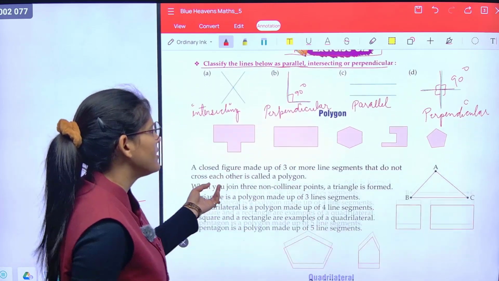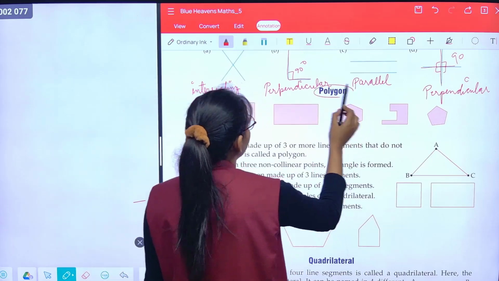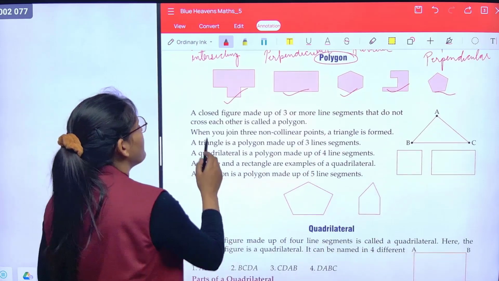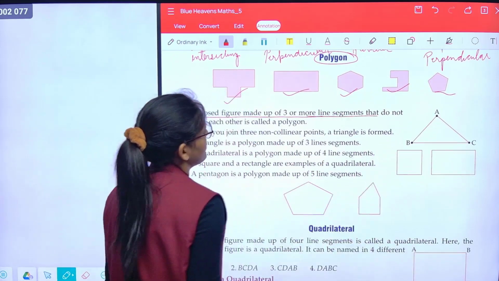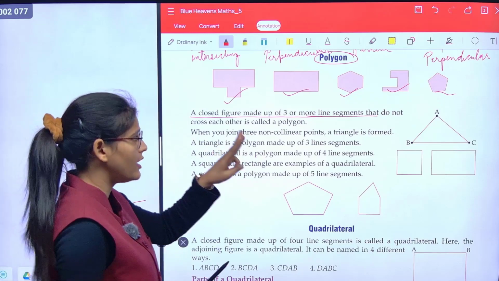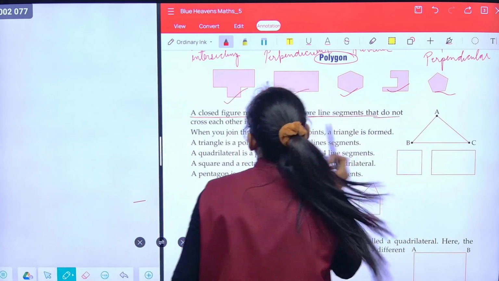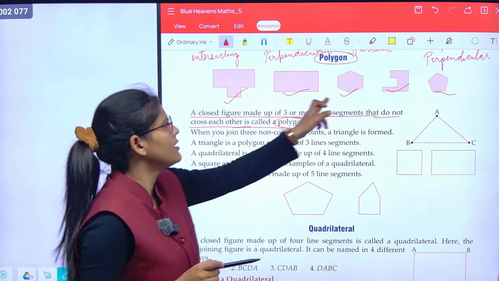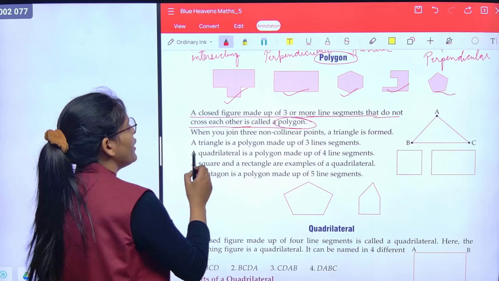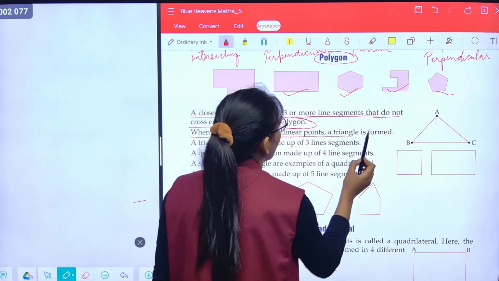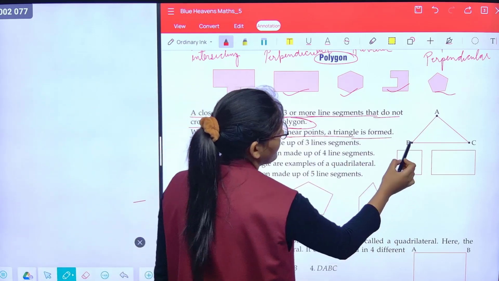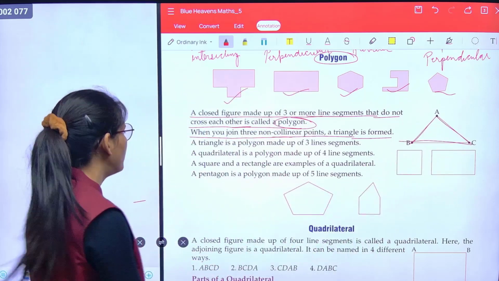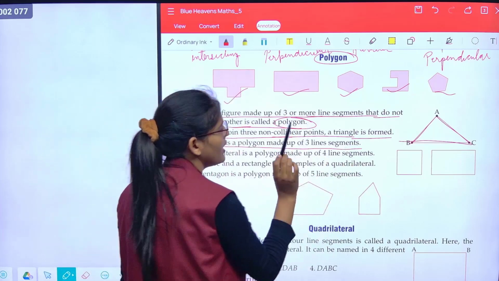Okay. Now class, come on, polygon. Class, see, these are polygons. A closed figure made up of three or more line segments that do not cross each other is called a polygon. Thus, these are examples of polygons. Now, when you join three non-collinear points, a triangle is formed. Class, when we join non-collinear points, what is formed? A triangle is formed. A triangle is a polygon made up of three line segments.